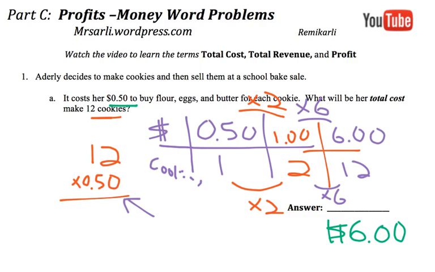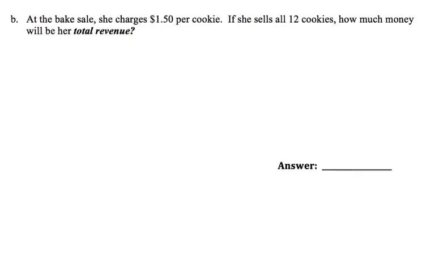So Adderley's total cost is $6. All right, so this problem continues, but basically we know one thing now. For Adderley to make her 12 cookies, it's going to cost her $6. So that's her total cost.